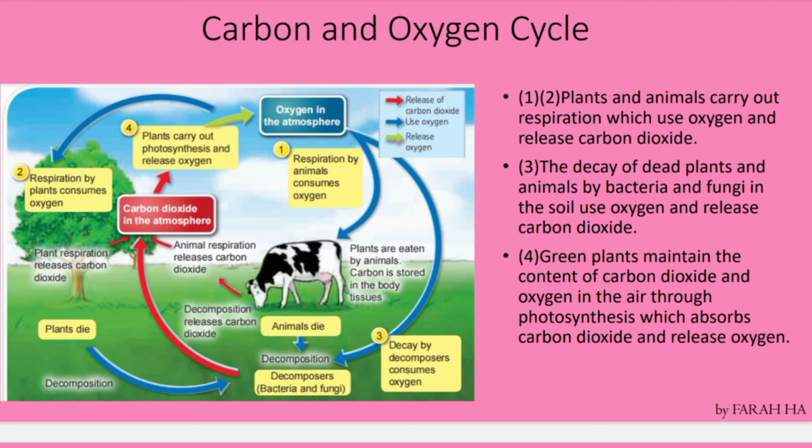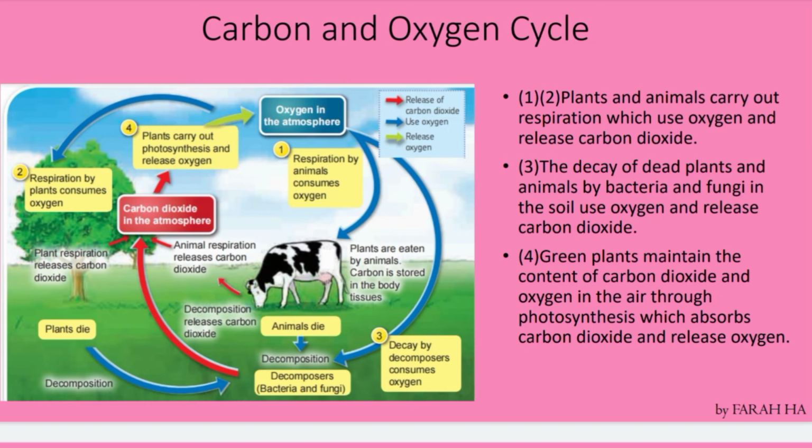Okay, so next, decomposers such as bacteria and fungus also use oxygen for the decomposition process. They use oxygen for decomposition and the decomposers will release the carbon dioxide. But the green plant uses carbon dioxide for the photosynthesis process. So green plants will absorb carbon dioxide for photosynthesis and release back the oxygen.